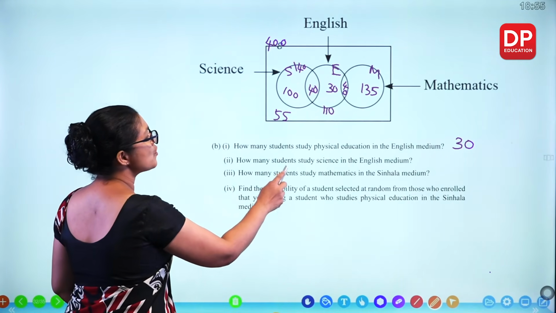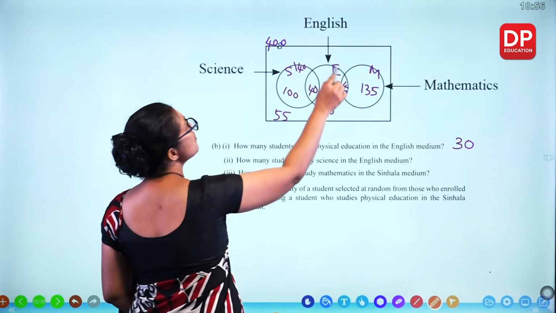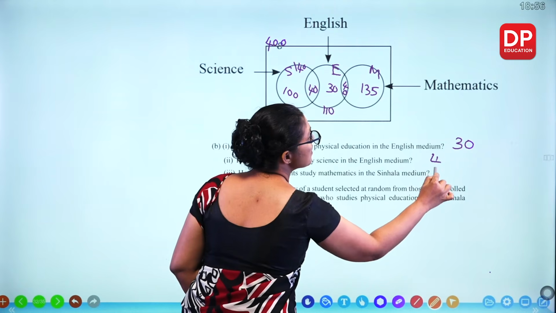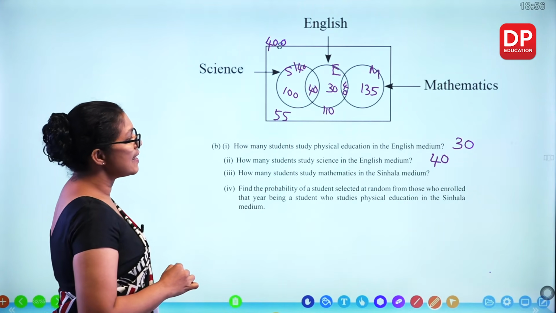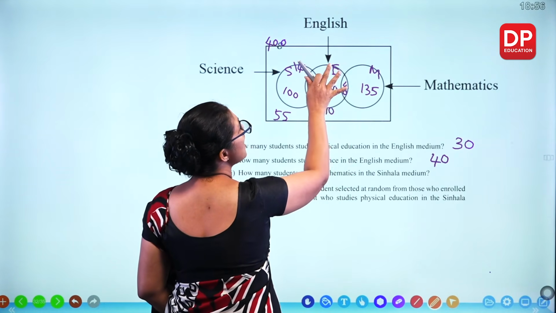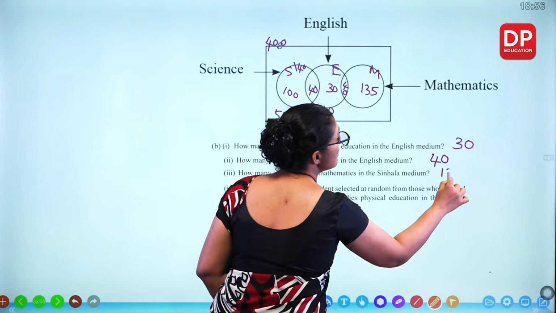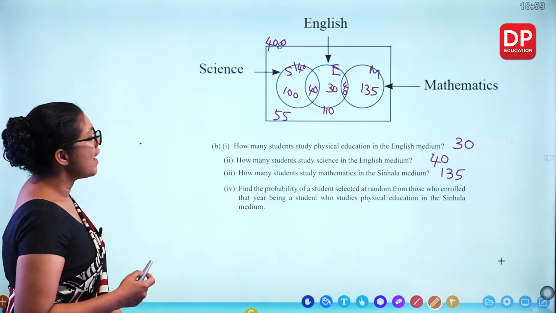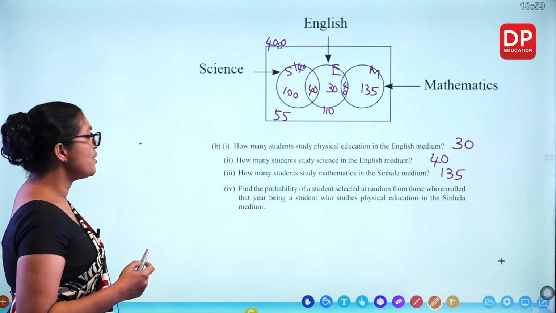Next part, how many students study science in the English medium? English medium science is 40 students. Then how many students study mathematics in the Sinhala medium? Sinhala medium is outside E but inside mathematics, that's 135.